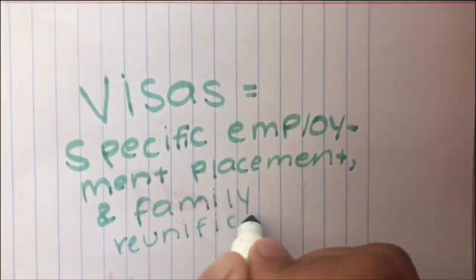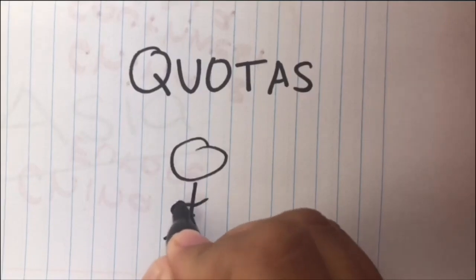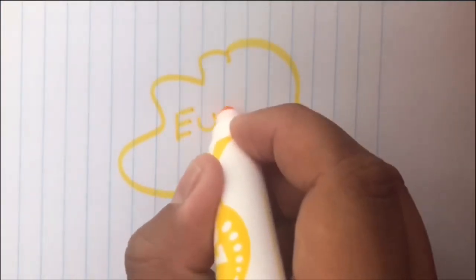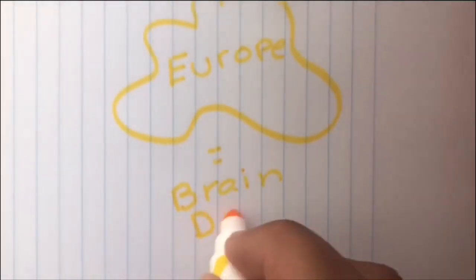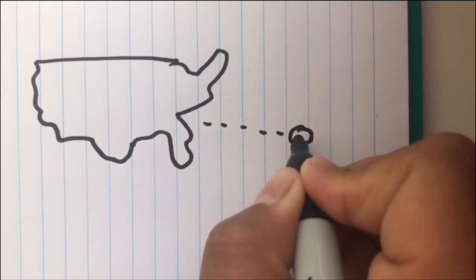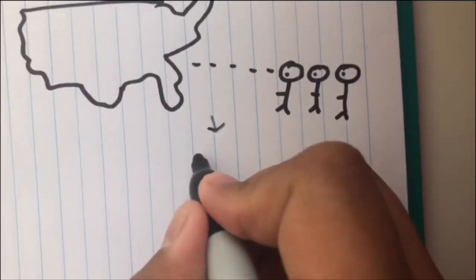Quotas are maximum limits on the number of people who could immigrate to the United States during a one-year period and do not apply to refugees. Europe contributes to brain drain, which is large-scale immigration by talented people such as doctors and scientists. Many well-educated Asians entered the United States under the preference for skilled workers.